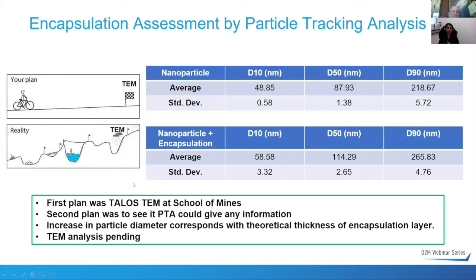But in the meantime, we did a couple of tests as a stand-in. One of those was to look at the change in the size of the nanoparticle before and after encapsulation. And this change of about 90 to 114 nanometers roughly corresponds with the theoretical thickness that we calculated we should be getting.